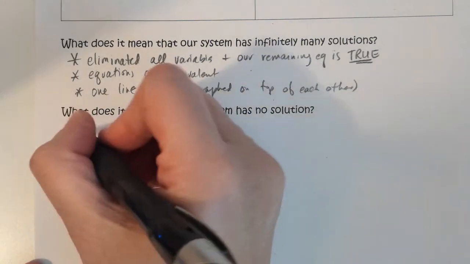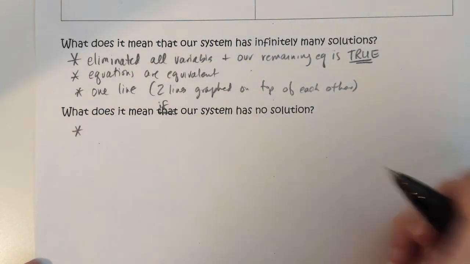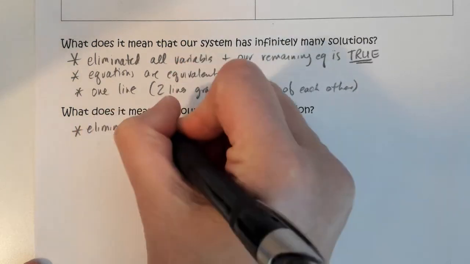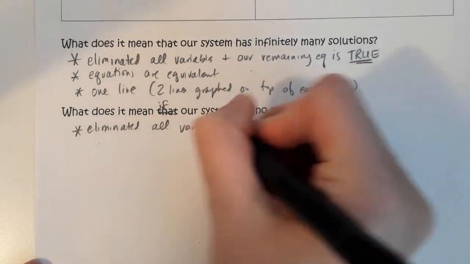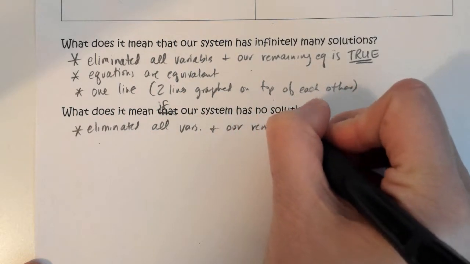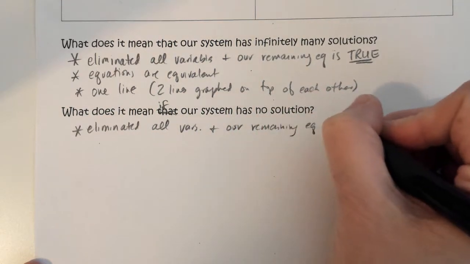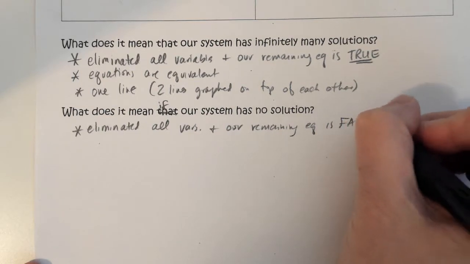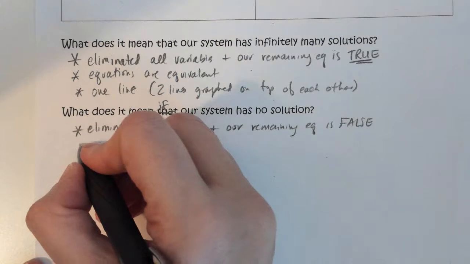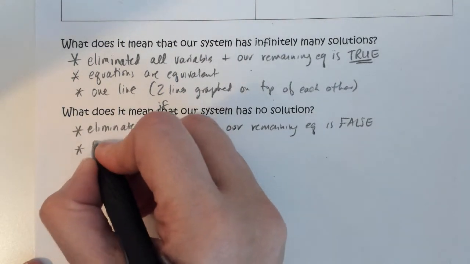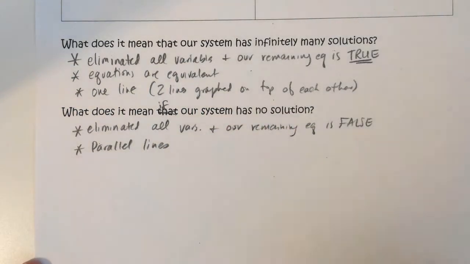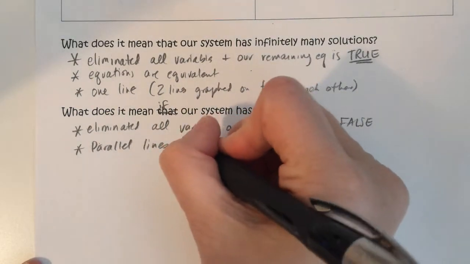Okay, so if our system has no solution, that means we eliminated all variables and our remaining equation is false. Now, of course, that means the equations aren't equivalent, but on the graph, what it means is we have parallel lines, okay, and they will never cross.